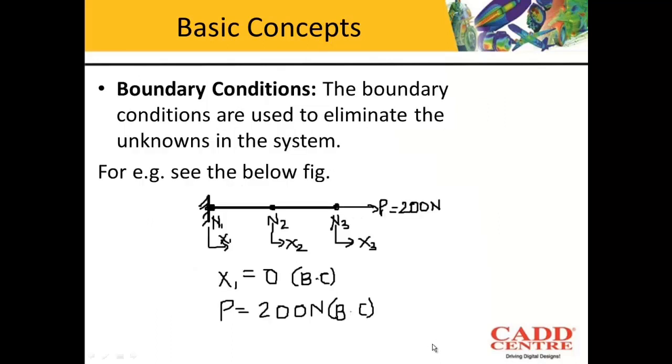Next is boundary conditions. Boundary conditions are used to eliminate the unknowns in a system. If you see the diagram, at node number 1, the displacement, that is x1, will be 0 because the degrees of freedom here is 0, there is no translation nor rotational movement, hence there will be no displacement. So x1 is equal to 0 becomes a boundary condition. And at node number 3, there is a load acting of 200 newtons. So P is equal to 200 newtons also becomes a boundary condition.